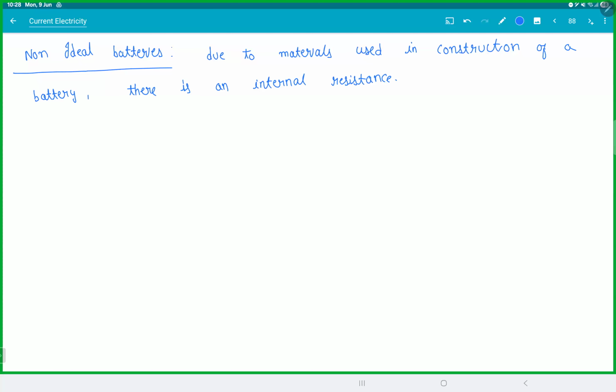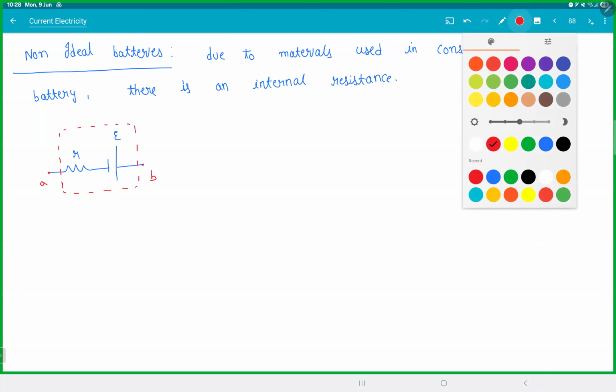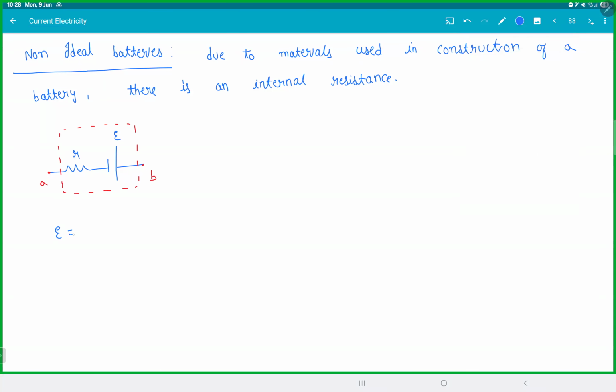So whenever you're drawing an ideal battery, non-ideal battery, this is how you draw it. So this is I, this is R. This will be the terminals of the battery. There, this is how this whole thing is a battery. You cannot separate that R from the circuit. That R is always part of the battery. So this E is called EMF. R is your internal resistance.